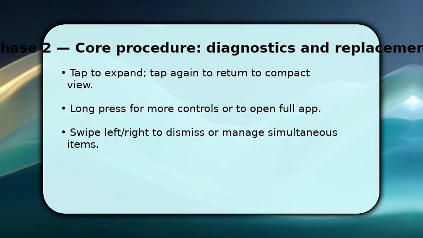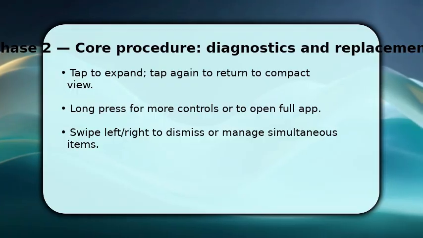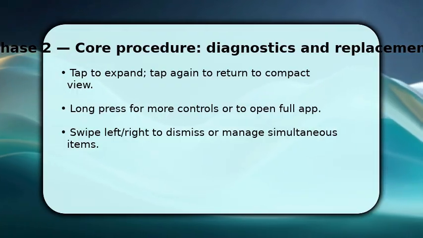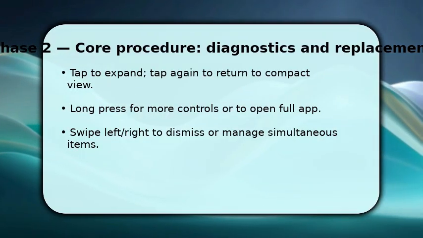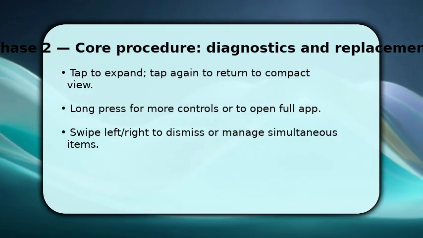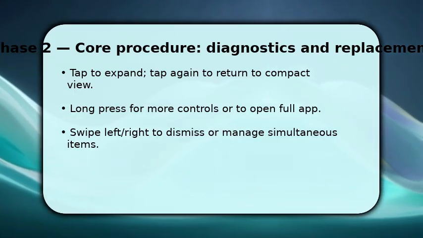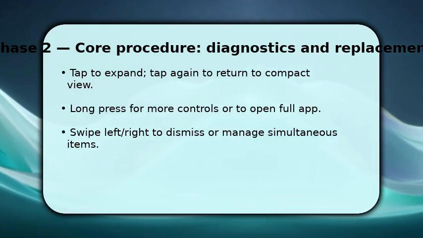Hold long press for additional options, like skipping a track or seeing caller details, because developers expose more actions in the expanded state. If multiple events appear, swipe left or right to cycle or dismiss secondary items. Make sure to practice these motions so you can fluidly switch between compact information and the full view.